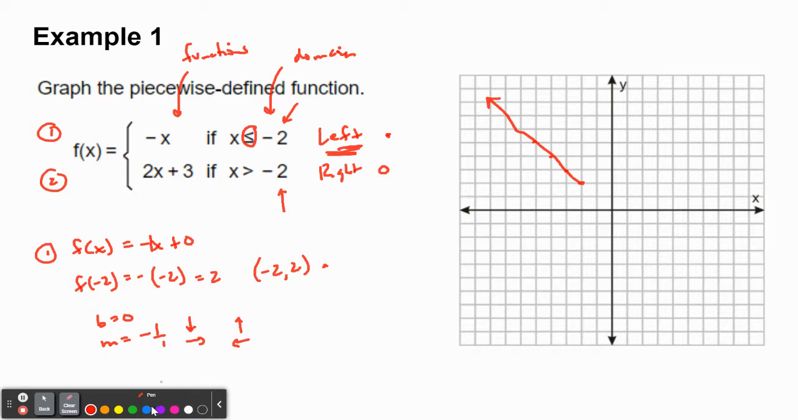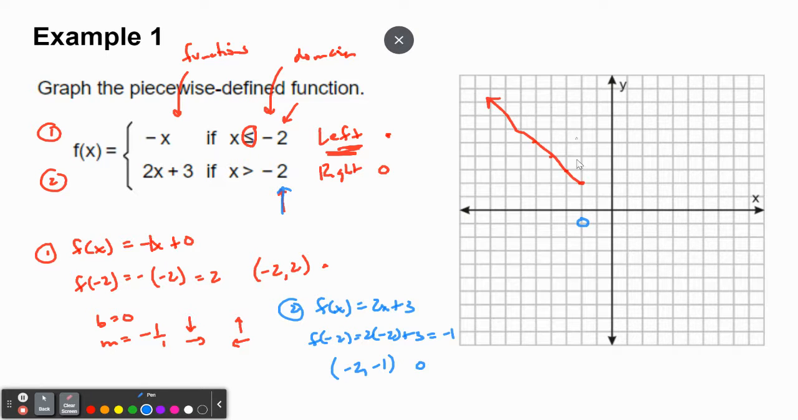All right, so now we'll do the second function. f of x equals 2x plus 3. I'm going to plug negative 2 into this function again. So f of negative 2 equals 2 times negative 2 plus 3. Again, use a graphing calculator or Desmos, whatever you want to do to simplify this, but that's going to equal negative 1. So this point is (-2, -1), and that'll be an open circle. So I'll go to (-2, -1), an open circle.